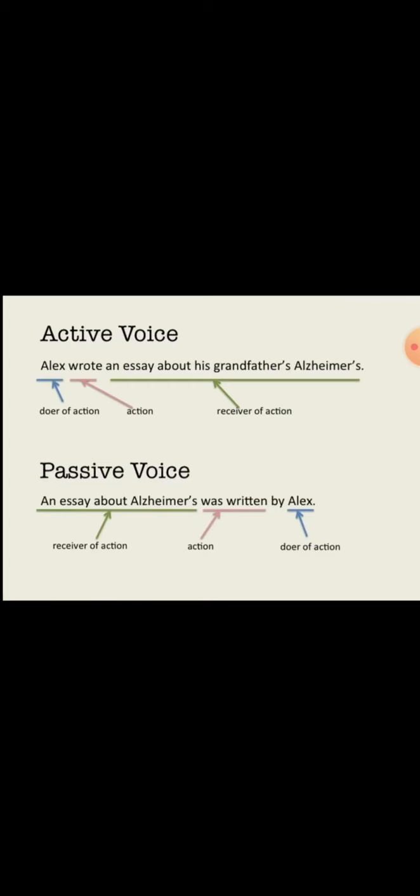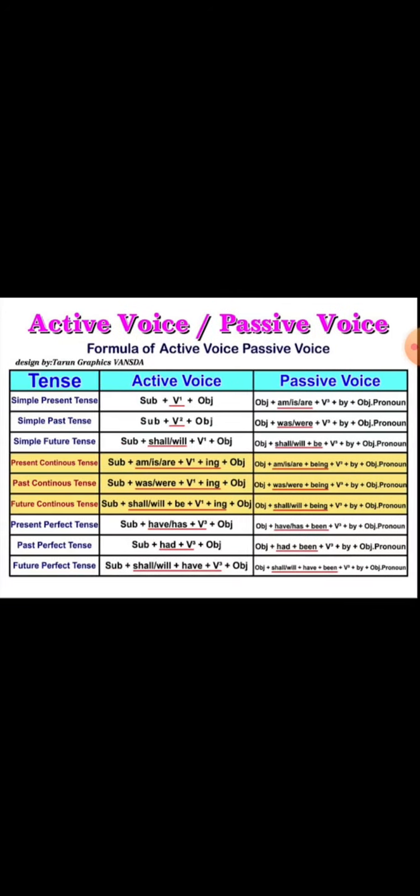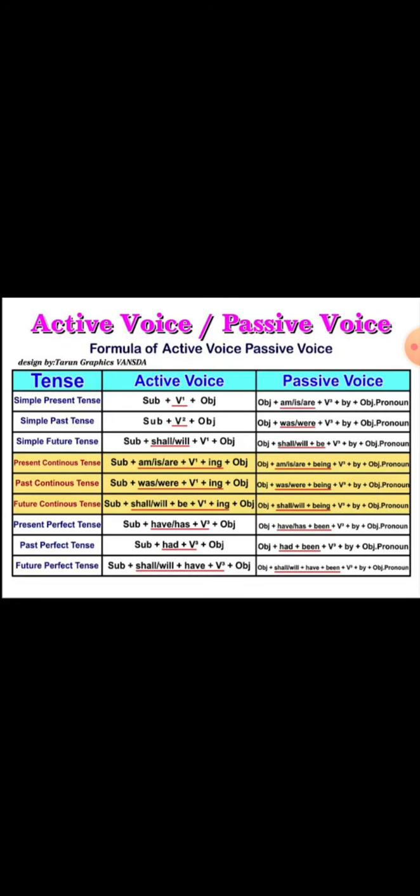Active voice. We will go into another example. Alex wrote an essay about his grandfather's Alzheimer's. Here, Alex is the doer of the action and wrote is the action, and an essay about his grandfather's Alzheimer's is the receiver of the action. When we change it into passive voice, it will become an essay about Alzheimer's was written by Alex. In this sentence, an essay about Alzheimer's is the receiver of the action, was written is the action, and by Alex is the doer of the action. How will this change? Now we will learn through this table.